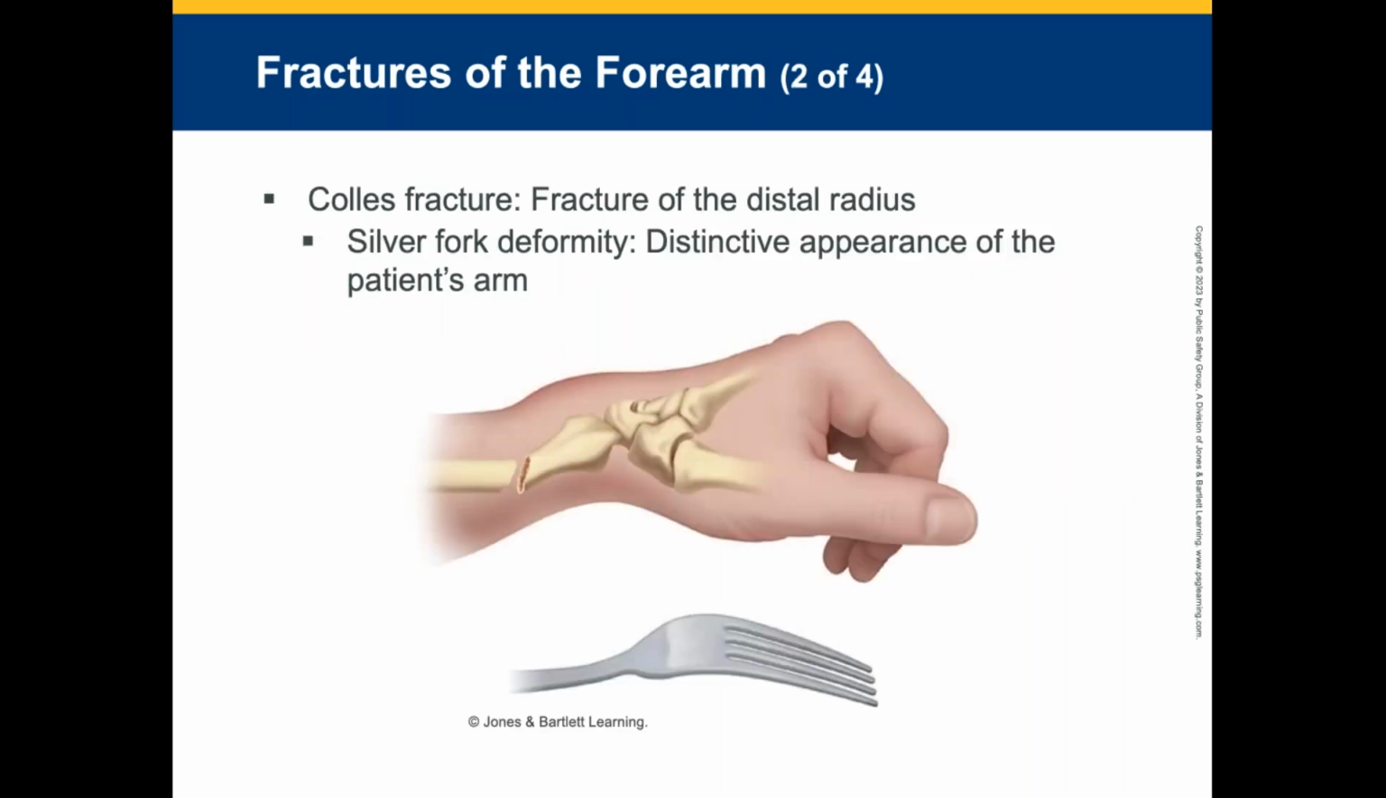This is a Colles fracture. It is a fracture of the distal radius going into the wrist, like I mentioned earlier, with a silver fork deformity, a distinctive appearance in the patient's arm. It kind of looks like a fork, with the fracture located here.